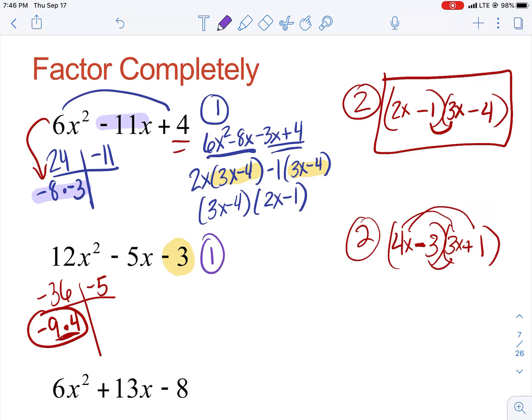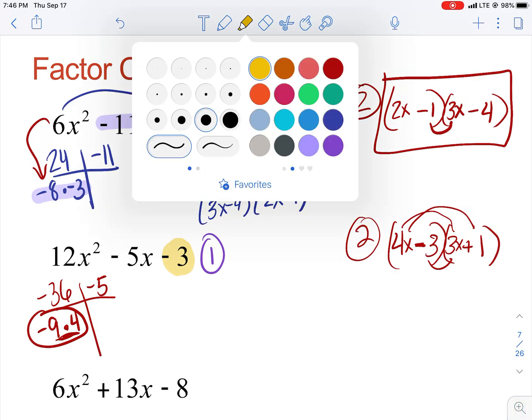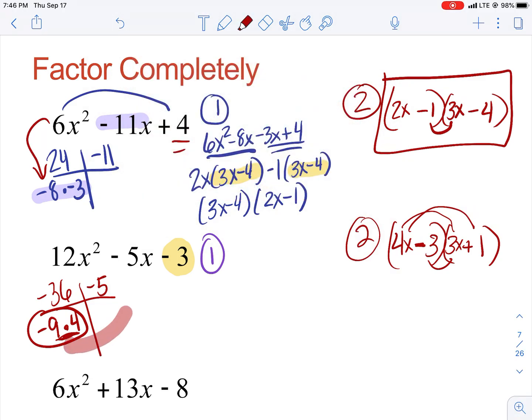The other way is to do grouping, where you're going to put this value, the 9 and 4, into the middle for the 5. Okay, so I would go 12x squared minus 9x plus 4x minus 3.